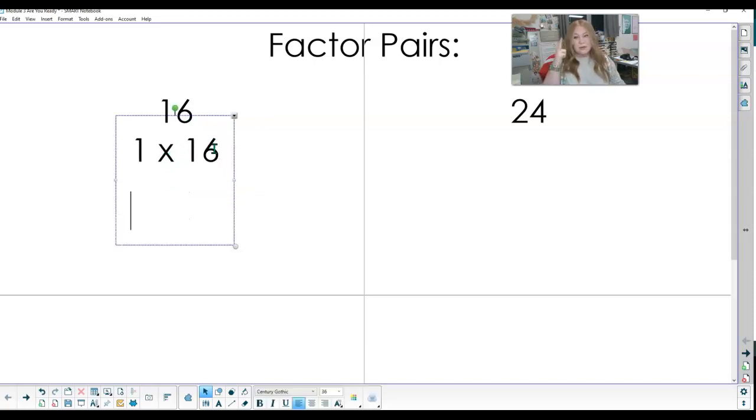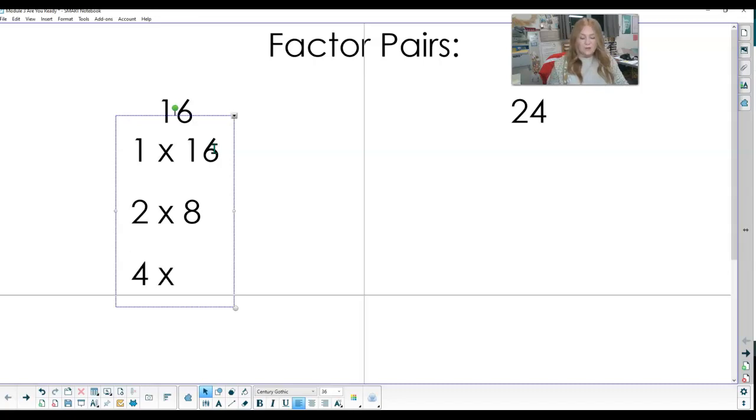I ask myself, can 2? Well, yes, this is even. So 2 times what is 16? 2 times 8. Can 3 go in here? 3, 6, 9, 12, 15. So no, it's not going to go into 16. Can 4? Yes, 4 times 4. Now I have doubles. That means I have all of my numbers. Once you have a number you already have, or doubles, that means you have found all of the numbers. So 16 has 1, 2, 3 sets of factors that can multiply together to create 16.